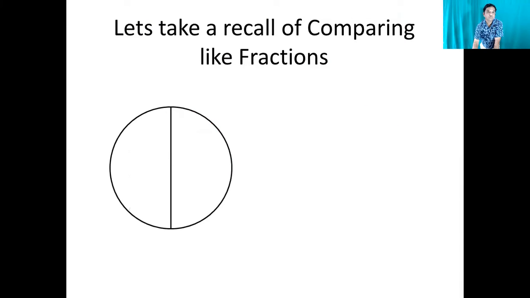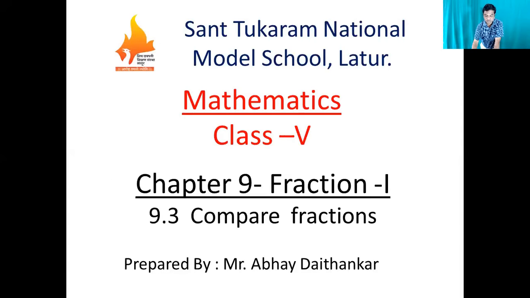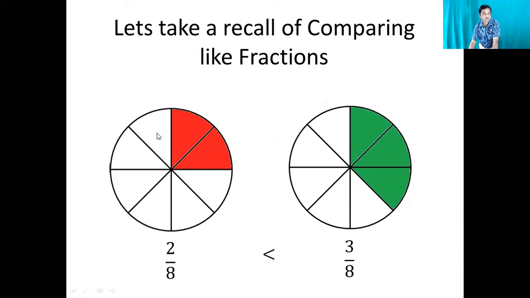So what we are going to do is take 2 circles. The first circle is divided into 8 equal parts, and 2 parts are shaded with red. The second circle, again of the same size, is divided into 8 equal parts, and 3 parts are shaded with green. So which circle is shaded more, or which fraction is greater? Definitely you'll see that the green portion of the circle is greater, so the fraction 3 by 8 is greater. Also, the number of parts is 3 in the second case and 2 in the first case.